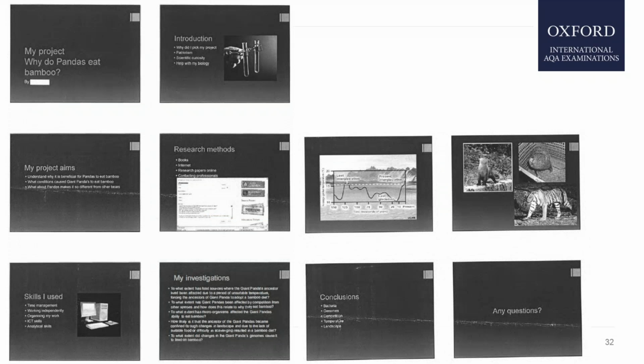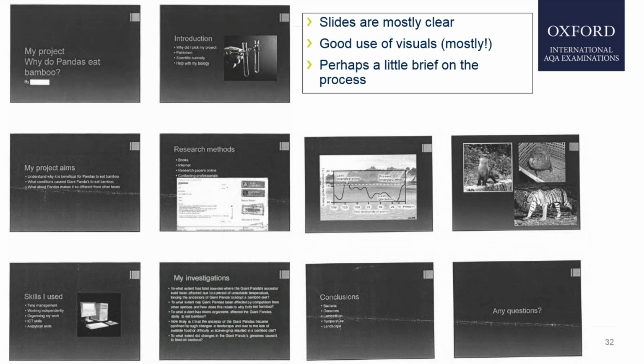Here's another example. Again, this is the A grade exemplar about pandas. And this is the whole presentation. You can see the slides are mostly clear. There's a good use of visuals, mostly. Perhaps a little bit brief on the process, so it's largely focused on the report, this presentation. There's something on the aims at the beginning, this third slide, and the research methods. But a little bit more on the process itself would be good. And maybe one or two of the slides are a little bit text heavy, which might be something that could be addressed.